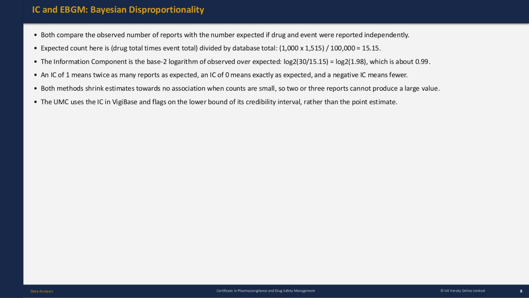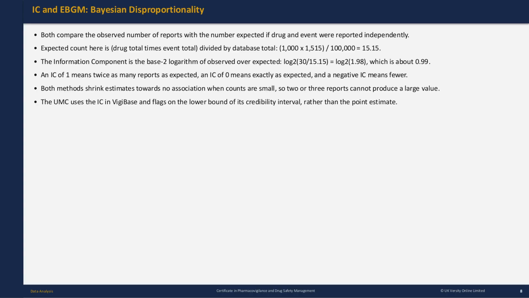IC and EBGM, Bayesian disproportionality. Both compare the observed number of reports with the number expected if drug and event were reported independently. Expected count here is drug total times event total divided by database total, 1,000 x 1,515 / 100,000 = 15.15.